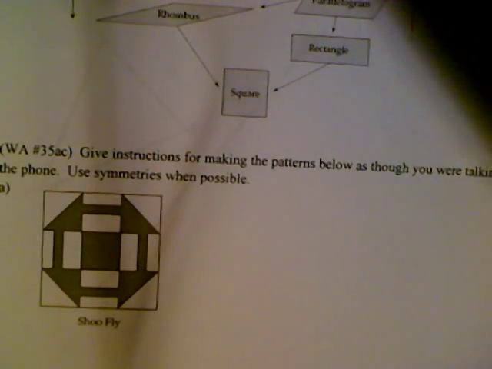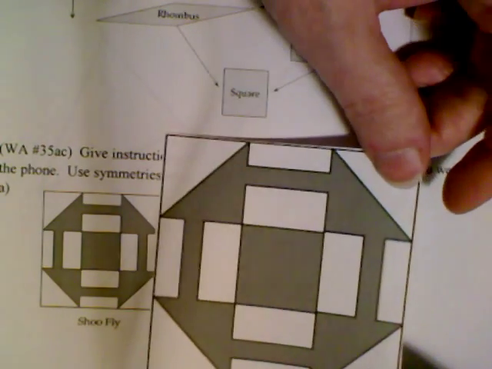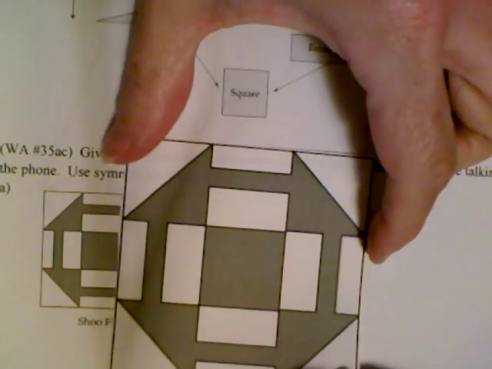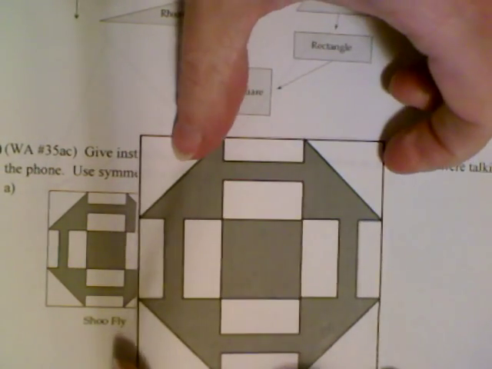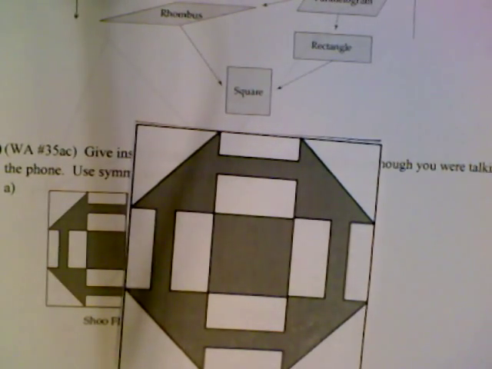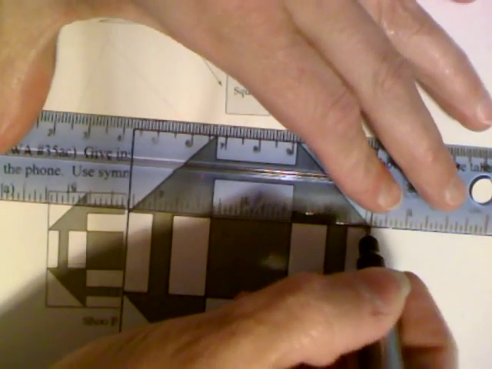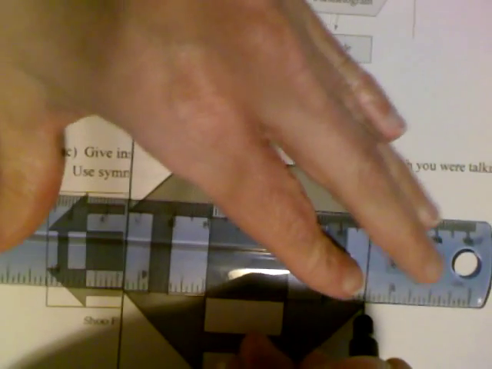Give instructions as though you're talking on the phone of how to make this. Now, in the notes, there are very detailed instructions, and it says to use symmetry. So the first thing I would do is make the big square. So make a square. Then, I'm trying to think of how to explain this. Make a tic-tac-toe board. So that means cut the big square into thirds.